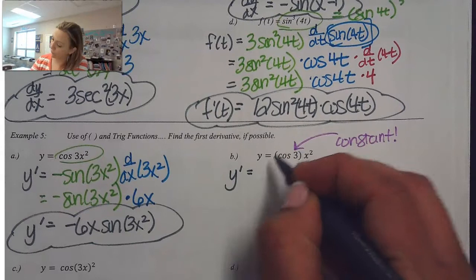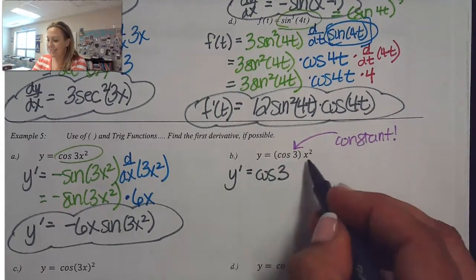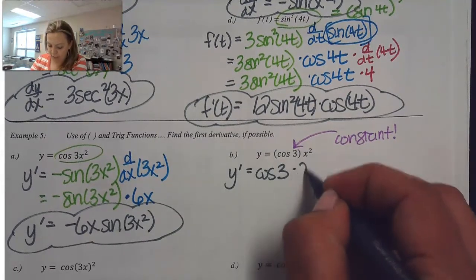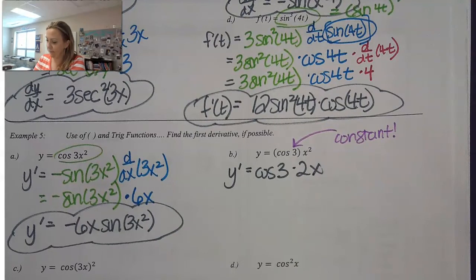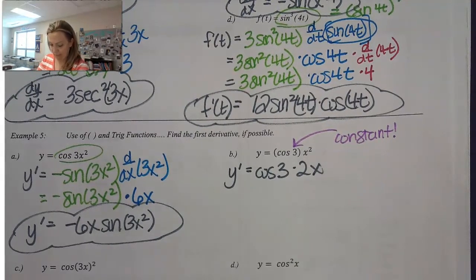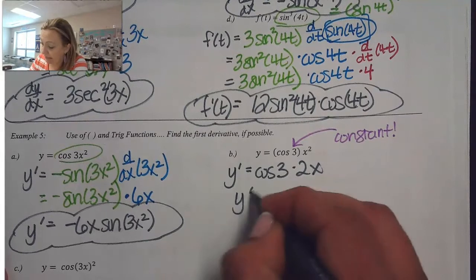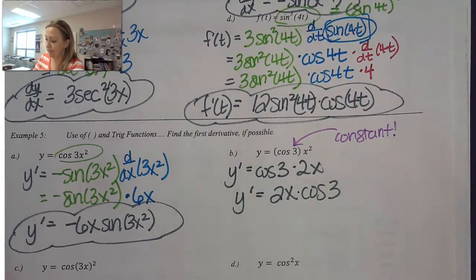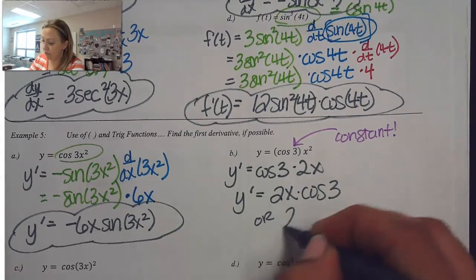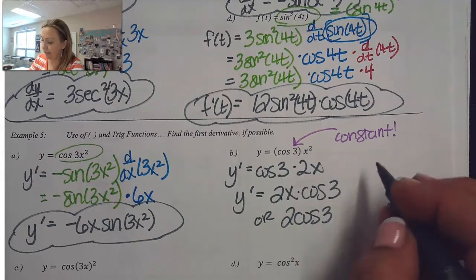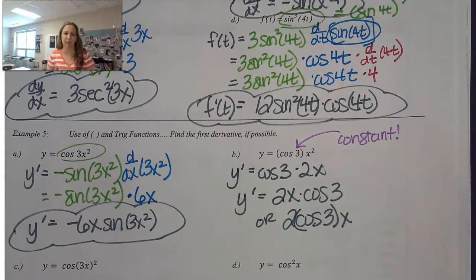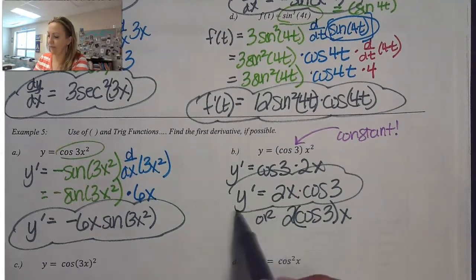So I'm just going to keep the cosine of 3, and then as the constant, pull that out, and now take the derivative of x squared, which I know is just 2x. And so, I guess you could leave it like that, or you could write 2x times the cosine of 3, or 2 times the cosine of 3x. I would be careful writing it as the cosine of 3x, you know what I mean? Anyway, so those are some ways that you could write that in letter B.